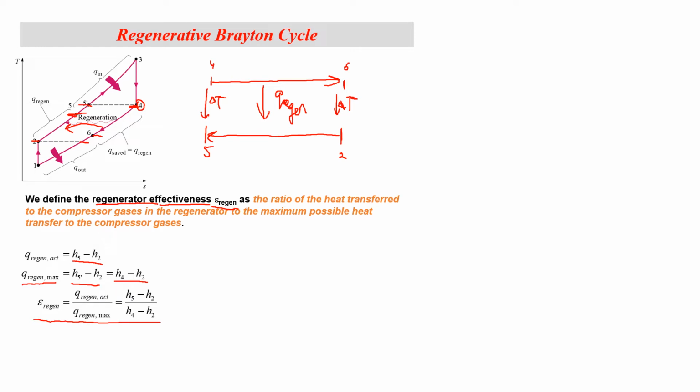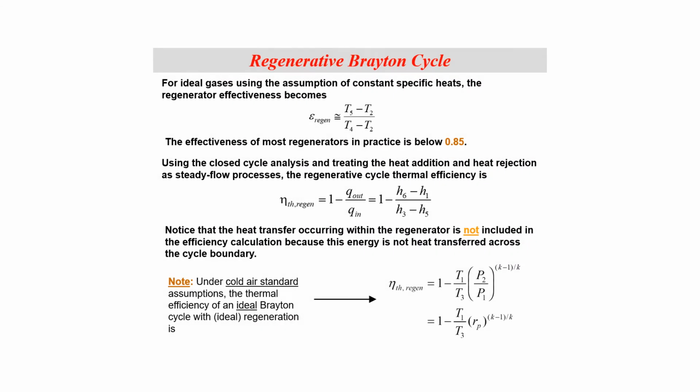So your effectiveness of the regenerator is the actual temperature you are able to raise in the regenerator versus the maximum temperature you could have achieved in the regenerator theoretically. This effectiveness generally comes out to be around 80 to 85% in common regenerators.